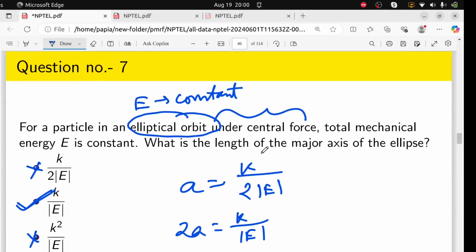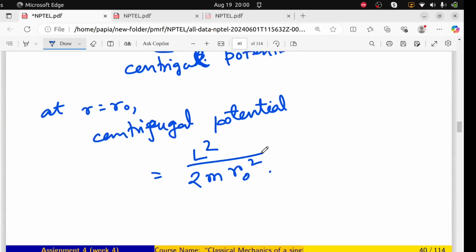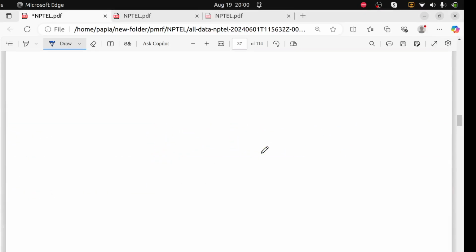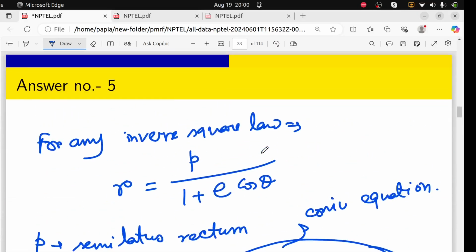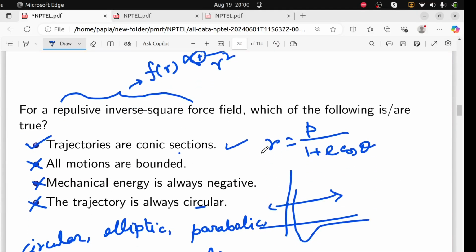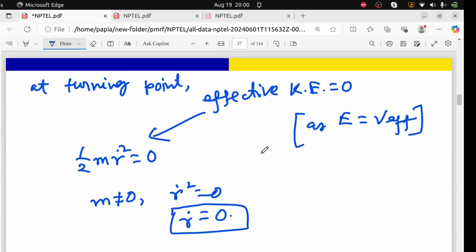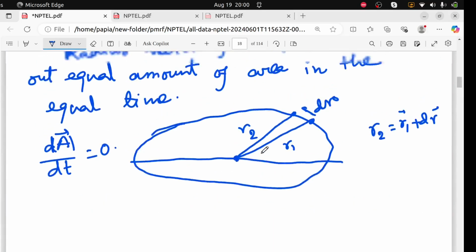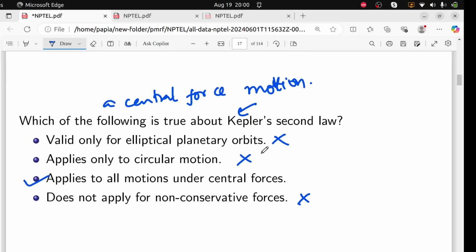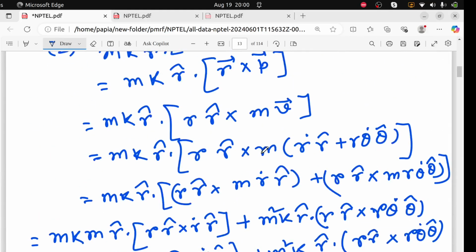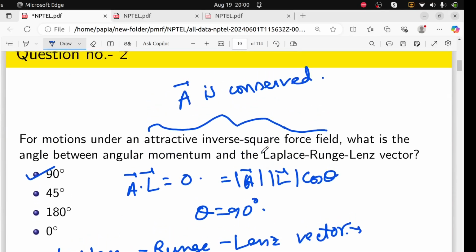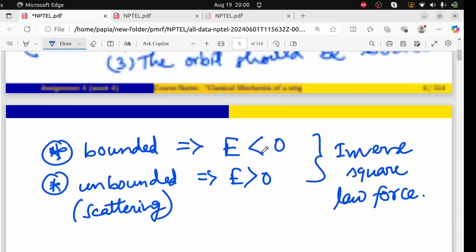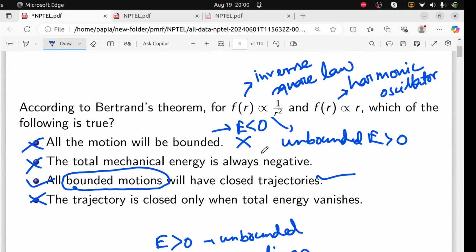And this is the case, K by E proof. L square by 2m R0 square. Trajectory: conic sections. Zero radial velocity. Applies to all motions under central forces. 90 degrees. Bertrand's theorem: all bounded motions will have closed trajectories. That's it. Okay, bye.